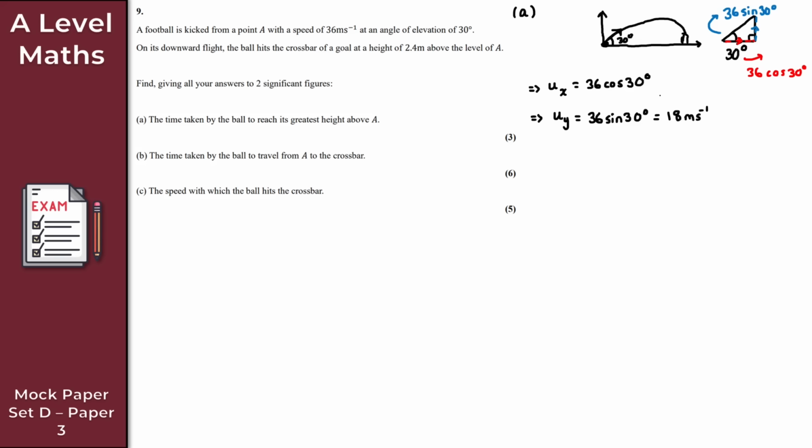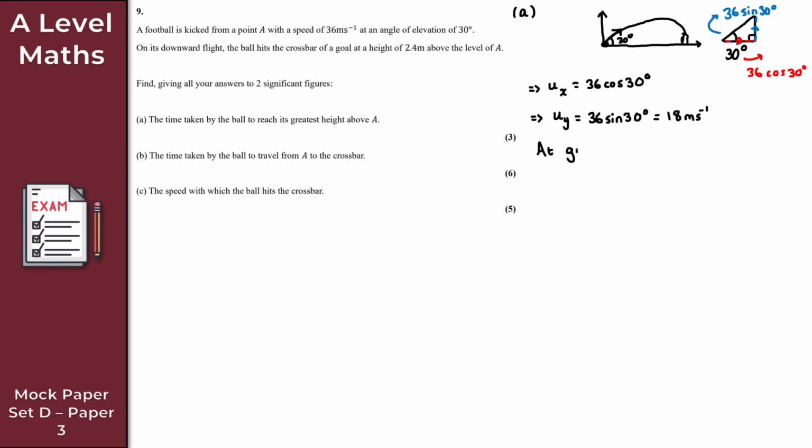Okay. Now, for the first part of this question, what we're actually looking to find is the time taken by the ball to reach its greatest height above A. Now, you should be aware, and this is pretty common with the constant acceleration formulae questions, when we're looking at something like a projectile being thrown upwards, right? The greatest height occurs when the velocity is 0. And in this case, because we're considering the velocity as two different components, the horizontal and the vertical velocity, what we require here is the vertical velocity to be 0.